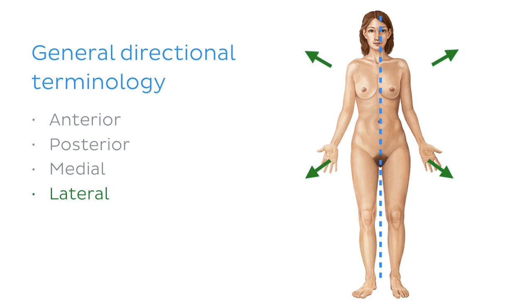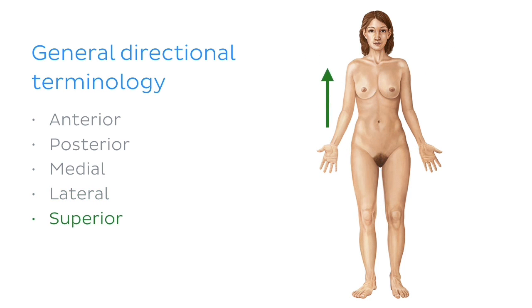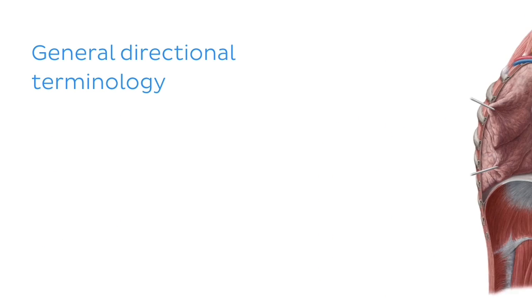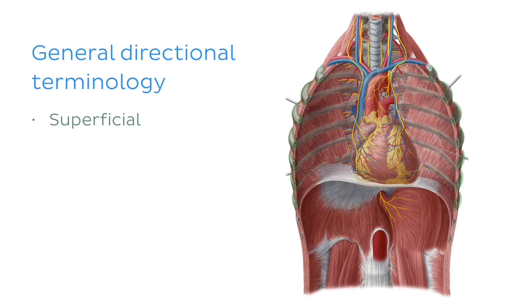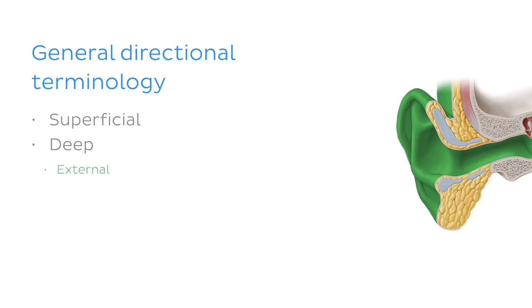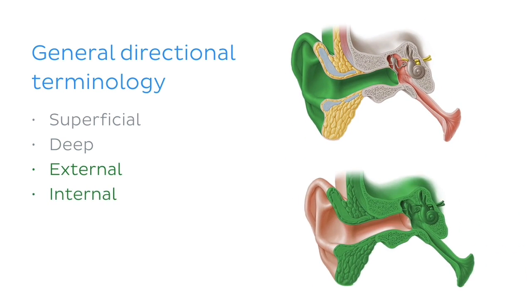We also mentioned the term superior, which means above or upwards, and inferior, which of course is the opposite and means downwards or below. And when looking at the body in cross-section, we also use the term superficial, which means close to or in the direction of the surface of the body, and deep, which refers to something away from the surface of the body. Similarly, we looked at the terms external and internal, which can have similar meaning to superficial and deep.